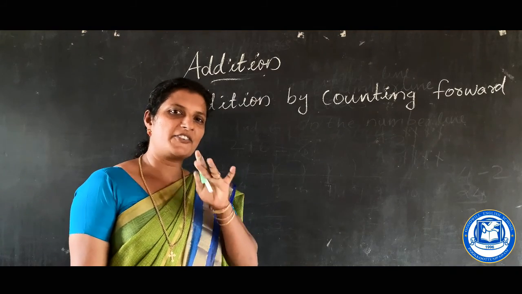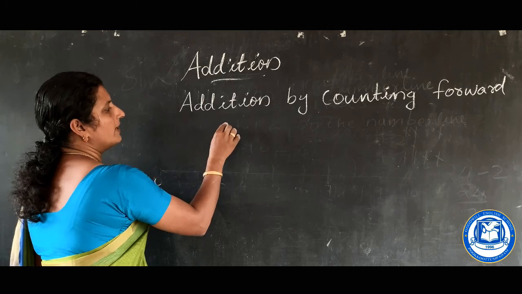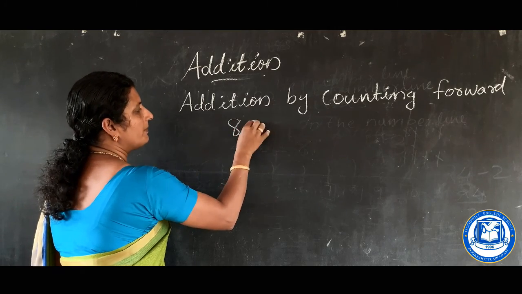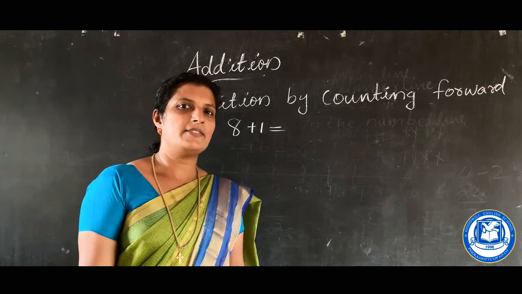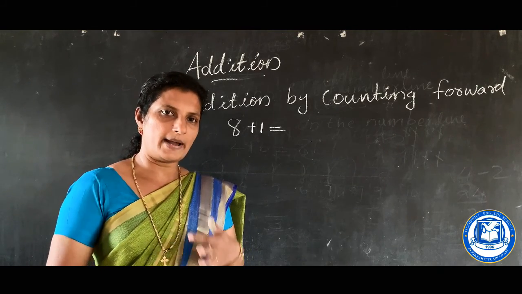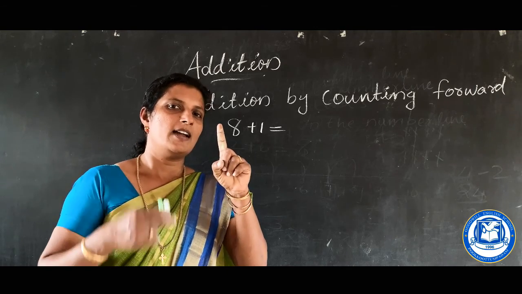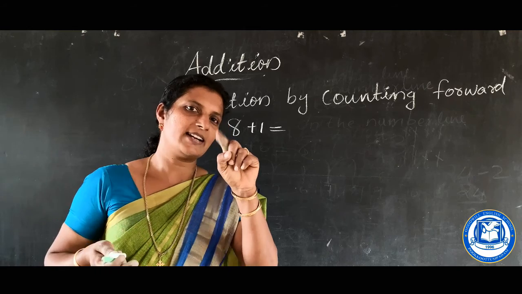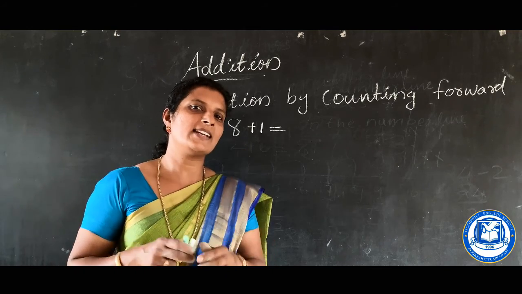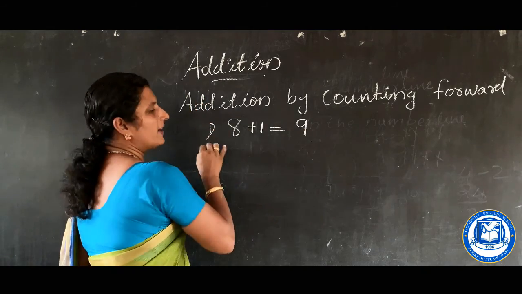Addition in a different way we have to do: addition by counting forward. Then we have to do 8 plus 1. We keep 8 in the mind, and 1 in the finger. After 8, 9. We got the answer, 9.